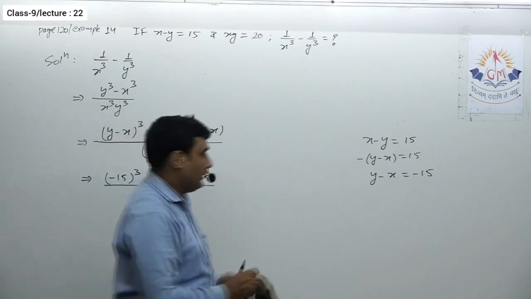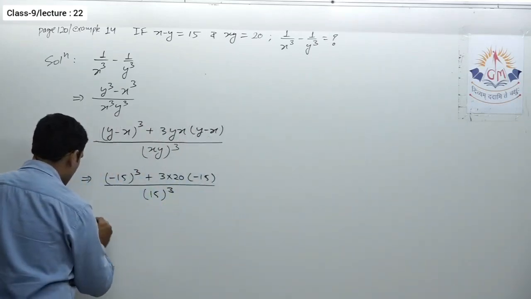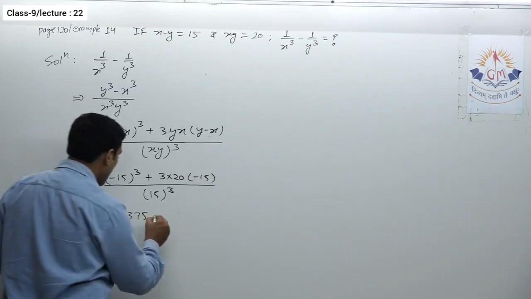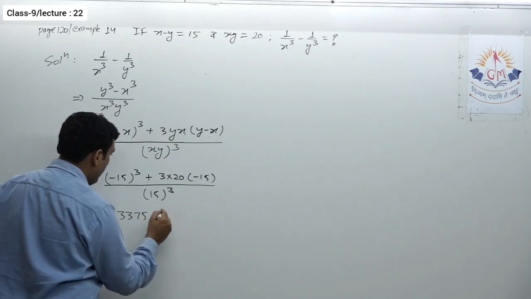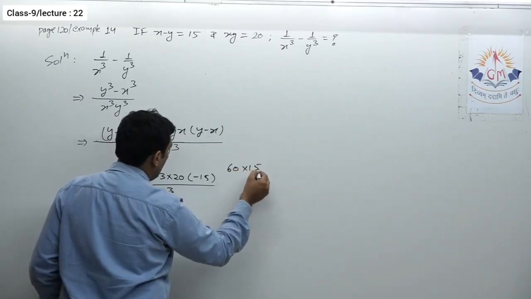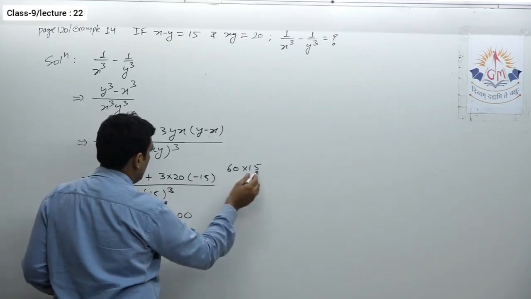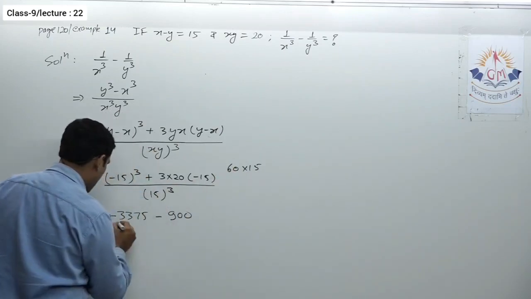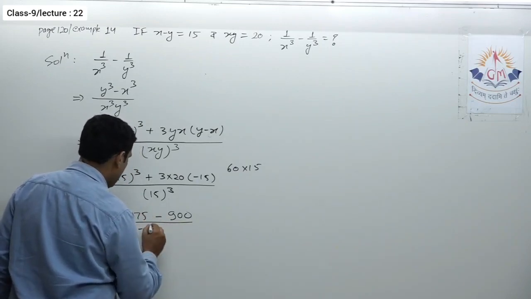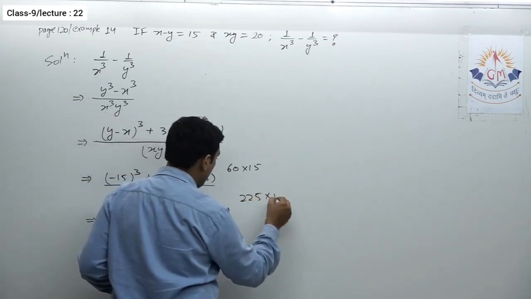I hope you will be able to solve it further, but let me solve it for you. 15 cube is 3375 with a minus sign. Here again the sign will be negative: 3 into 20 into 15, so 20 into 3 is 60, and 60 into 15, 15 sixes are 90, so this will be 900 with negative sign. And over here again I have 15 cube, that is minus of 3375. Let me check that 15 cube: 15 cube is 225 into 15.